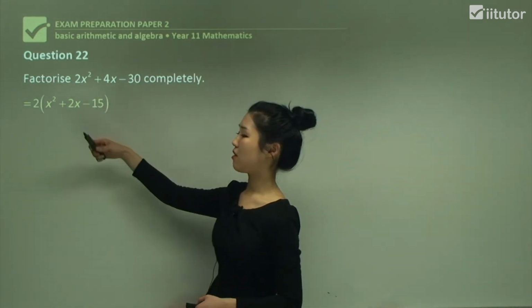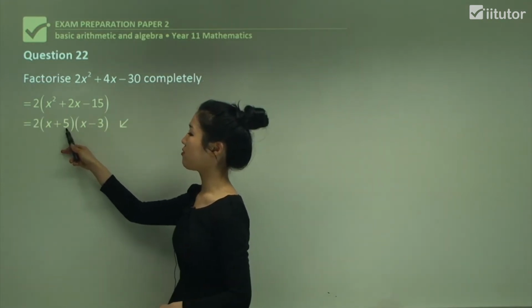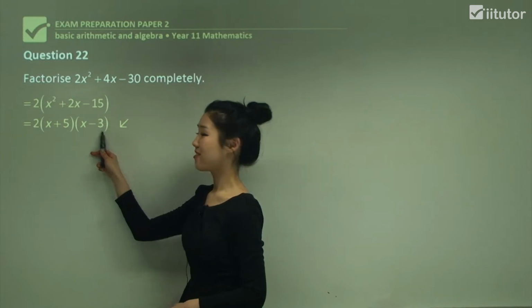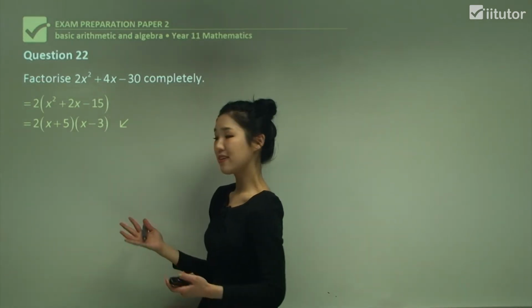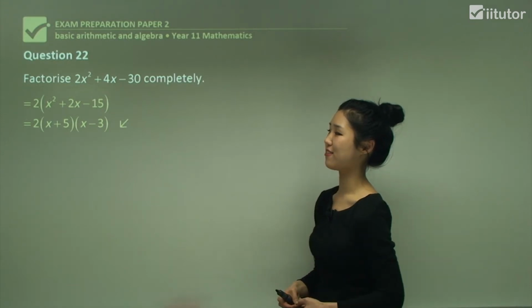Now 15 is 3 times 5, and to make 2, I have to do positive 5 minus 3, don't I? So that's how I factorize that one. And that's it, with the 2 at the front. Okay, so remember our quadratic factorization.